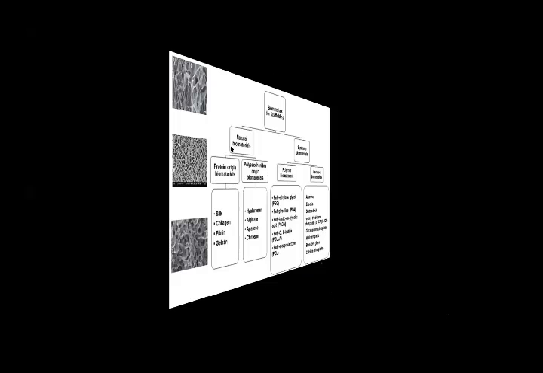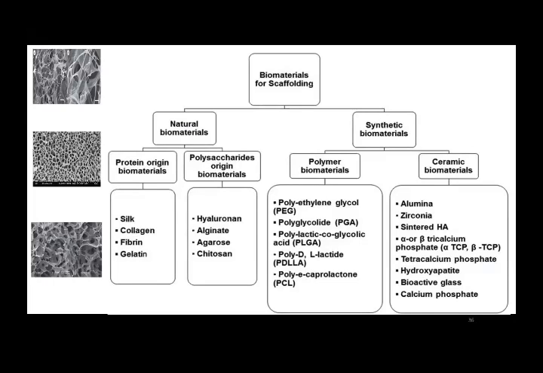Now, biomaterials for scaffold. Materials that can be used for scaffold. It could be natural biomaterials or synthetic, mainly. Two main differentiation here. About natural biomaterials, maybe we have protein origin biomaterials or polysaccharides origin biomaterials. Under protein, we have silk, collagen, fibrin, gelatin. Polysaccharides, maybe we have hyaluron, alginate, agarose, and chitosan. These are all different materials. You don't need to know this in depth. However, these are the natural biomaterials. You get that commonly used, can be used for biomaterials for scaffolding.